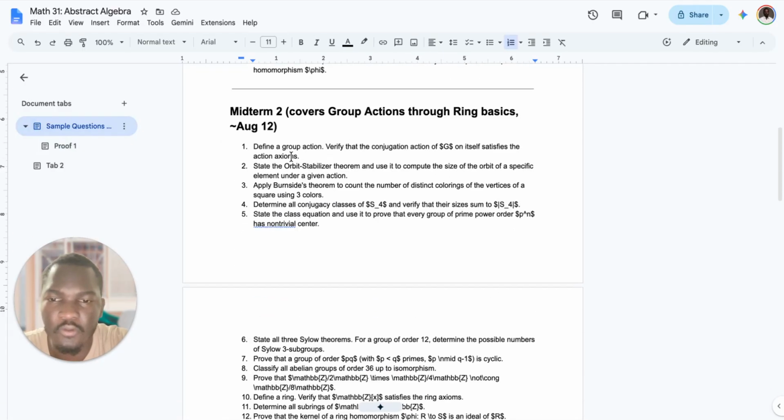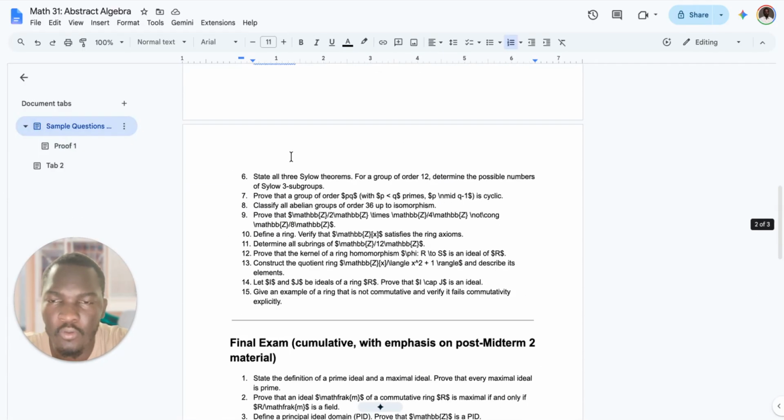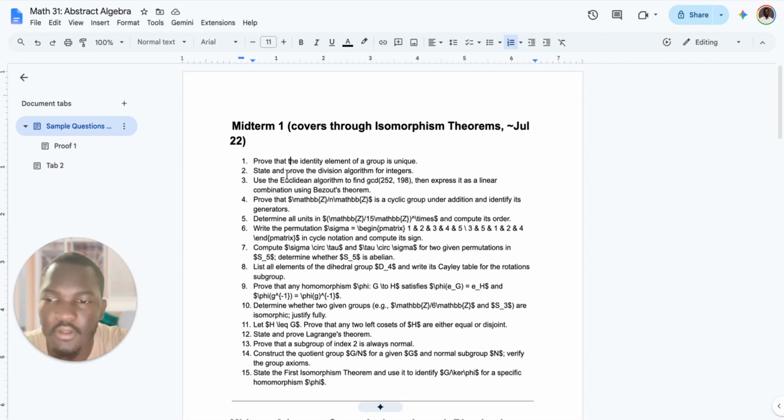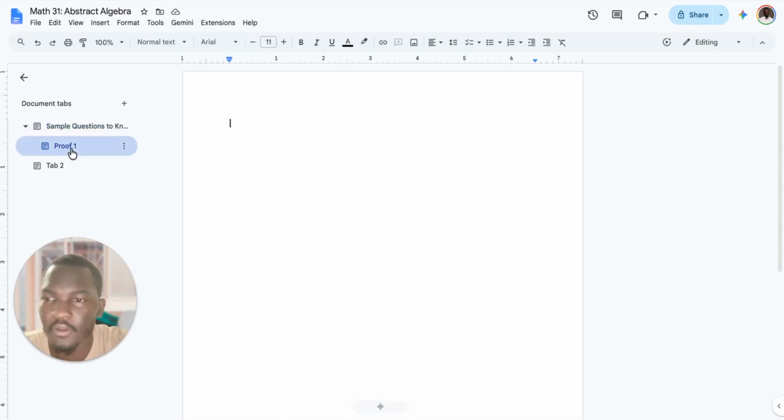There's a bunch of questions I've prepared that we're going to cover, about 45 of them. We're going to try to learn abstract algebra by proving them. So we're going to start with 1. Prove that the identity element of a group is unique.